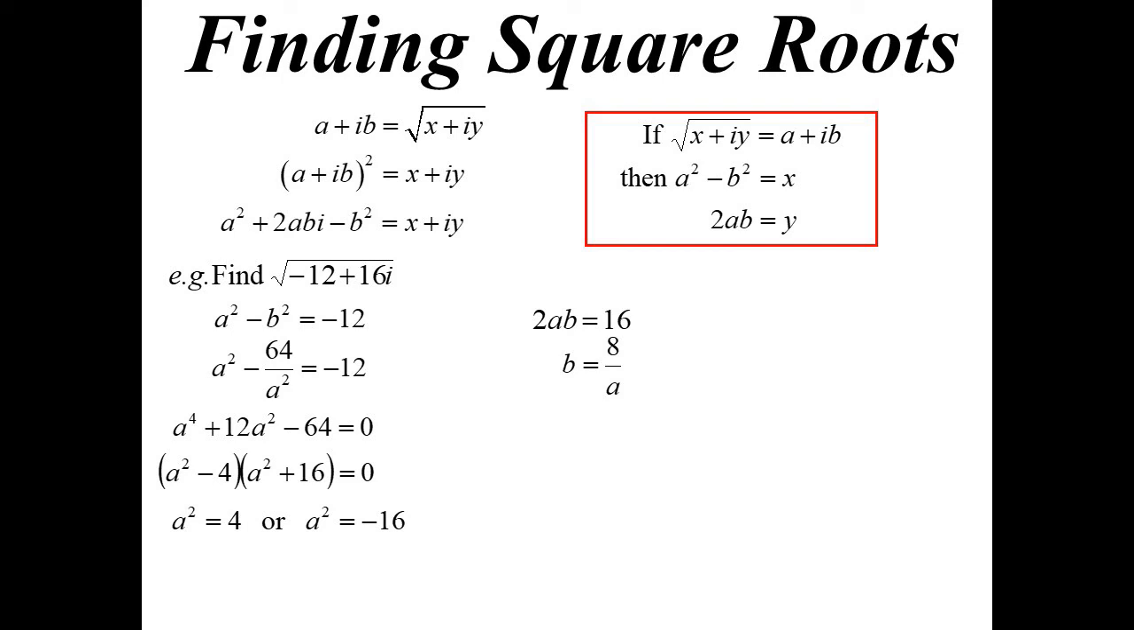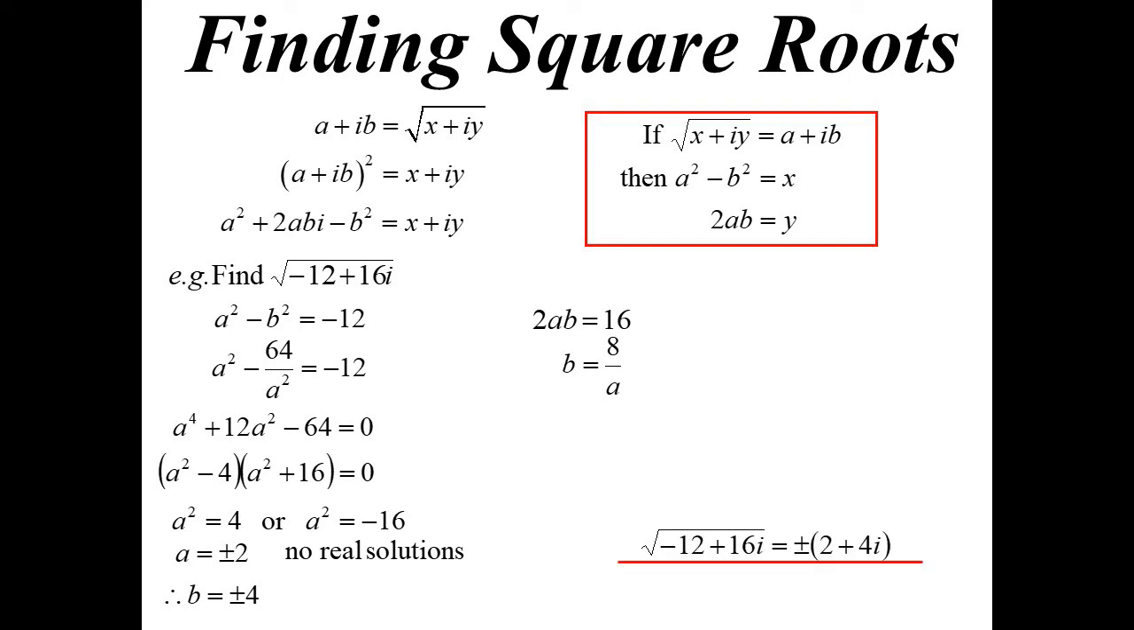My only solution, therefore, would be with a, it's plus or minus 2, which means the corresponding b is plus or minus 4. I hate writing it down like that, by the way, because that sort of implies there's 4 solutions. But I guess what I'm saying is when a is positive, b is positive. When a is negative, b is negative. And so there's my solution.